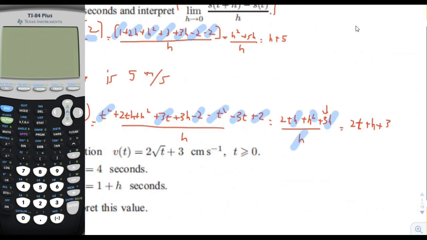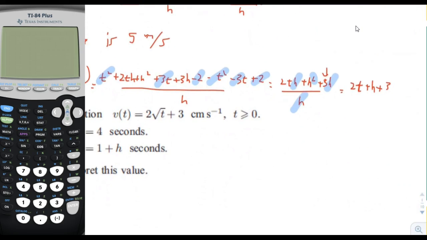Okay, so the answer is 2t plus h plus 3. And then what happens when I take the limit of that as h goes to 0? Limit as h goes to 0 of 2t plus h plus 3. I get 2t plus 3.